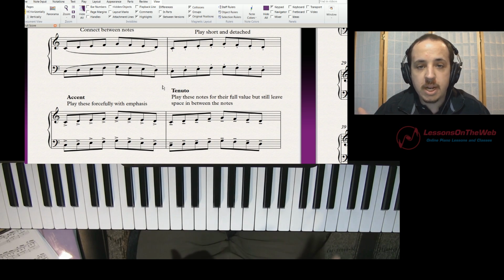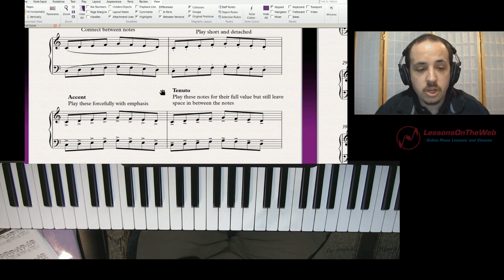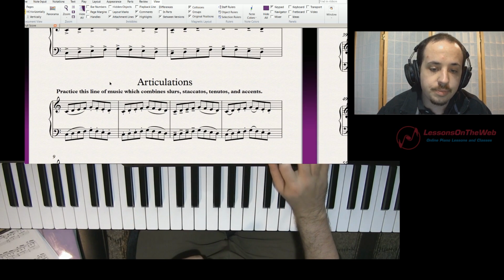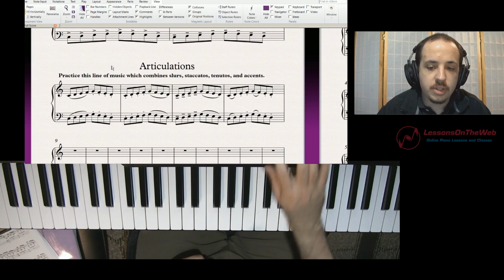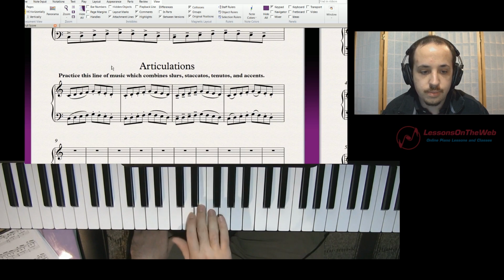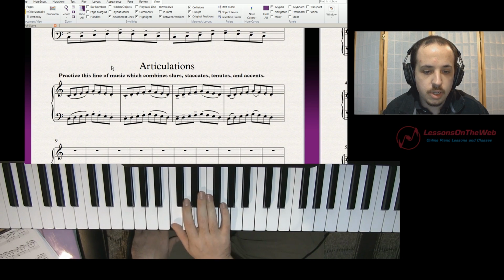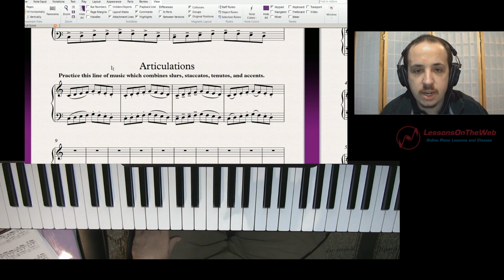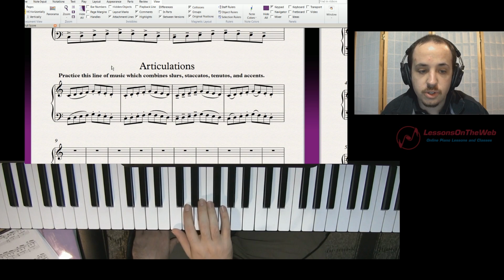And then you can have different combinations of these within the same measure, which we'll take a look at right now. So to keep things really simple, we just really only have this little musical pattern in eighth notes. So that's really all you have to worry about playing, just to kind of go over what these articulations do, rather than worrying about the notes to play.